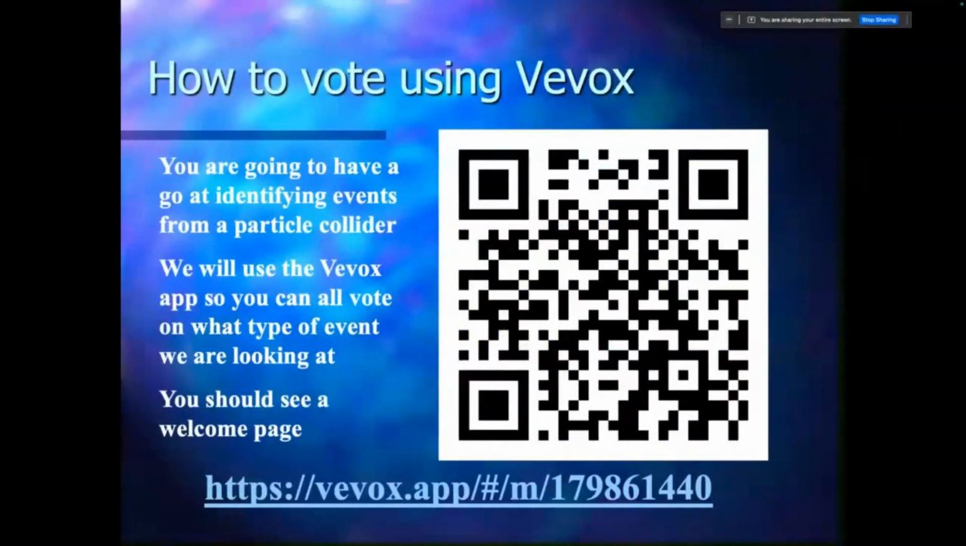In order to make this session interactive, we're going to be using this platform called Vivox. Later on, we'll get to look at some particle physics events, and we're all going to decide together what we think they are. In the meantime, we can test out the platform. You have this QR code here. Please go ahead and scan it with your phones, for example. If you want to use that, it'll work. Or you can also access this link in the slide.